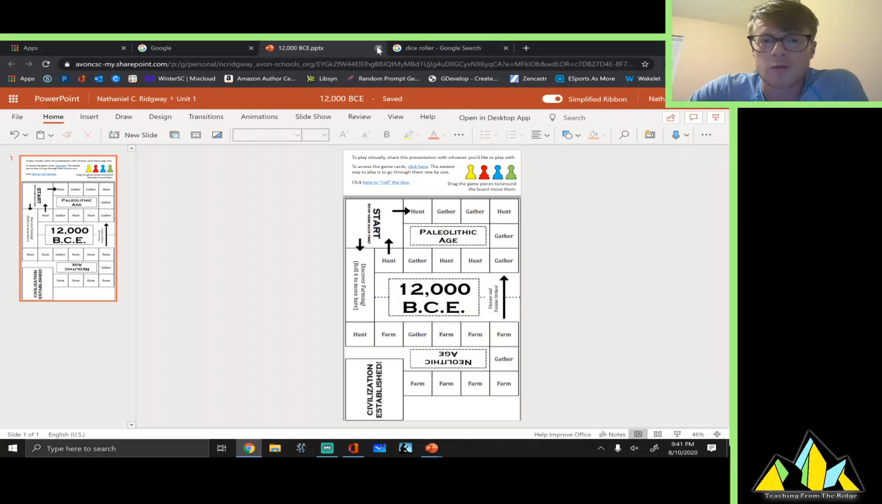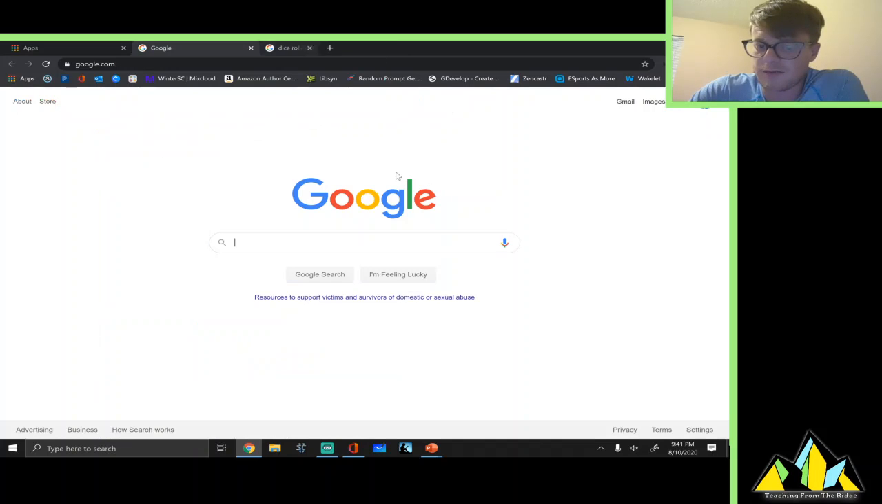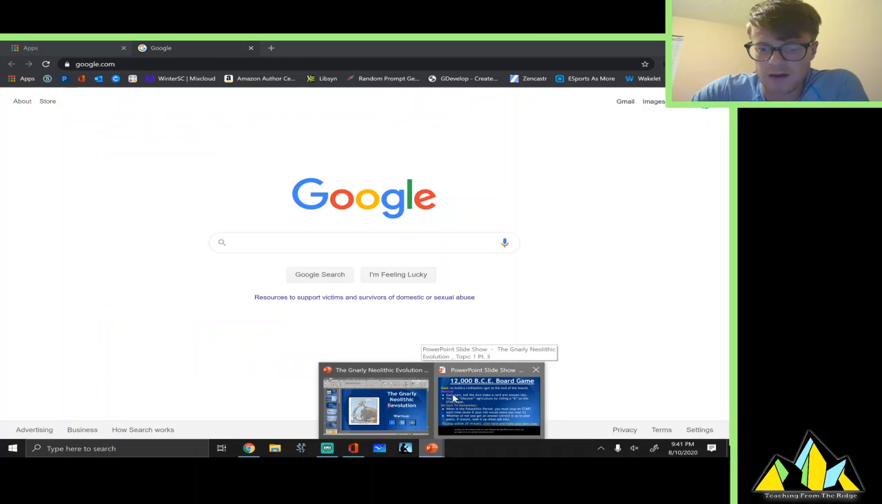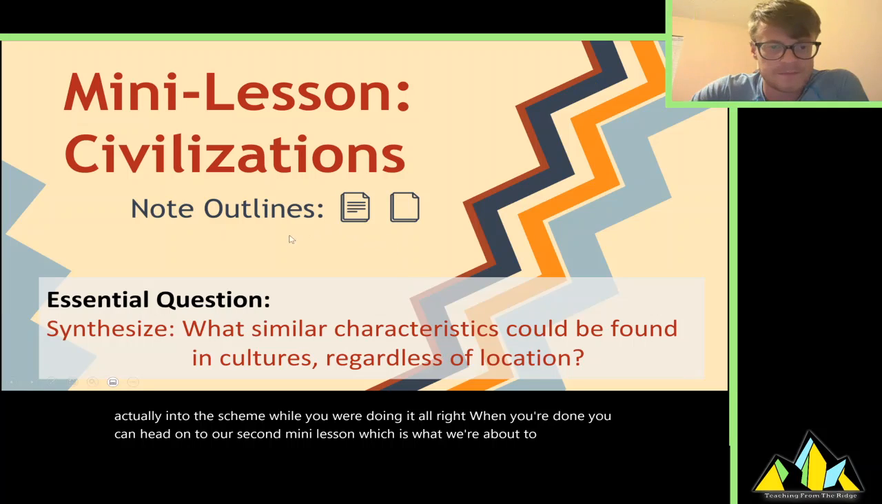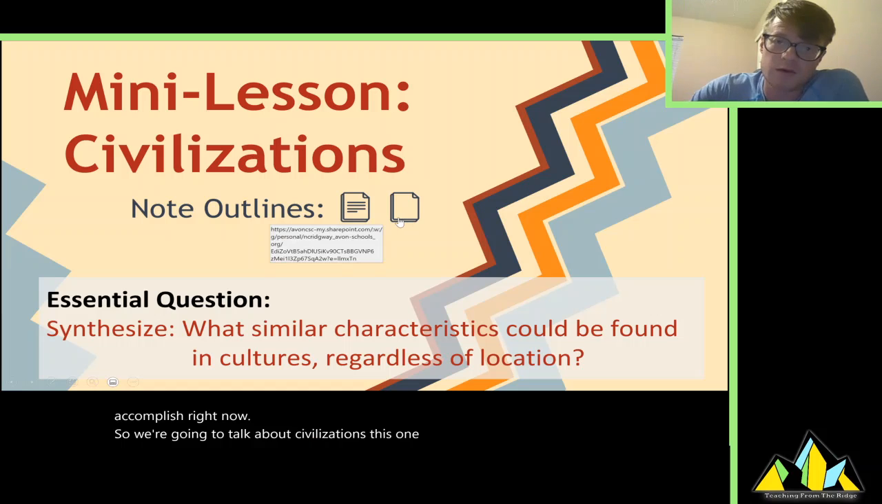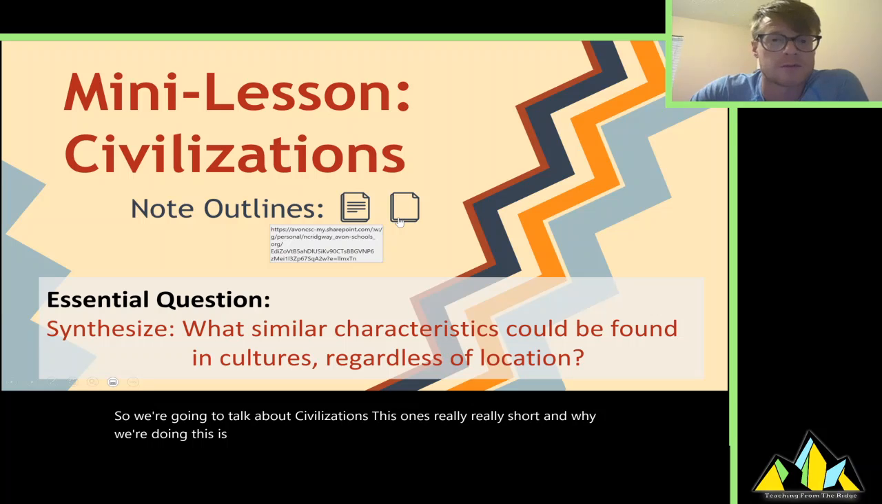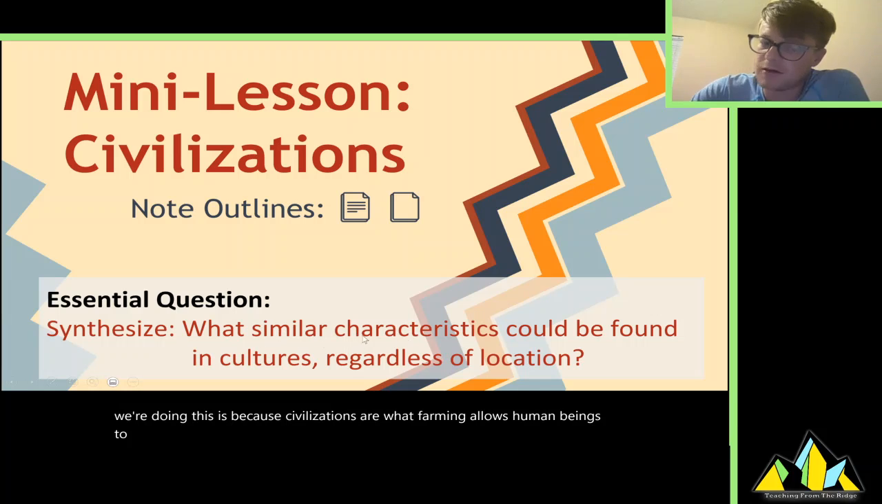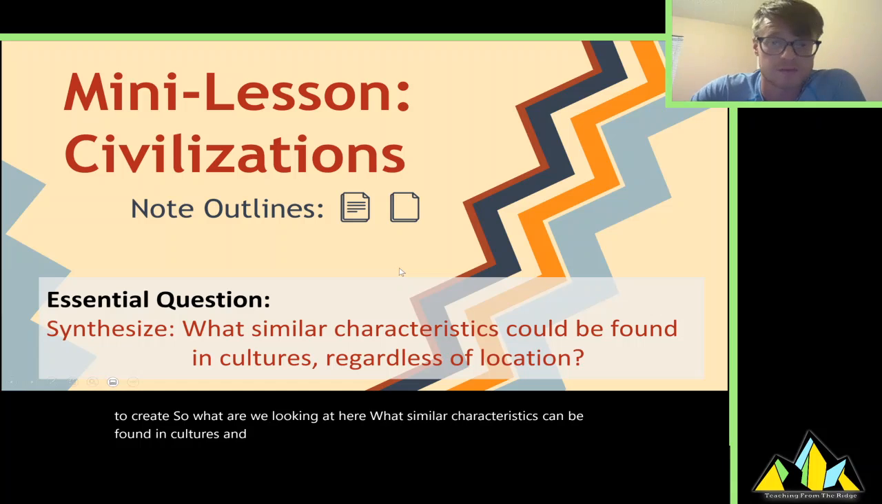All right, when you're done, you can head on to our second mini lesson, which is what we're about to accomplish right now. So we're going to talk about civilizations. This one's really, really short. And why we're doing this is because civilizations are what farming allows human beings to create. So what are we looking at here? What similar characteristics can be found in cultures and civilizations regardless of where they're located?